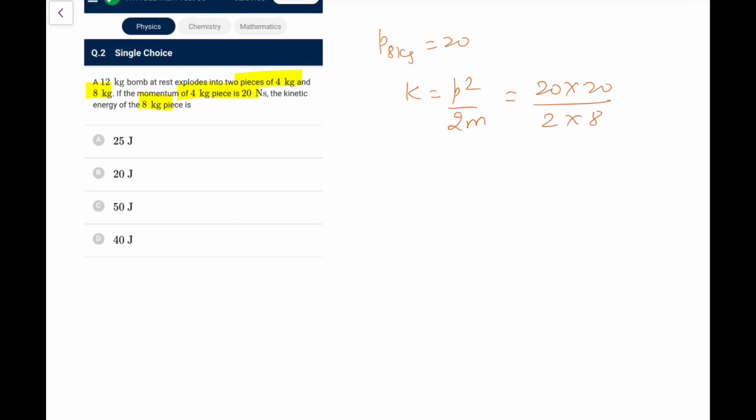So what does it come out to? This is 10, this is 8. So we have 5, 2, 5, this is 25 joules. So go for option A. Again, not a tough one, you can do it.